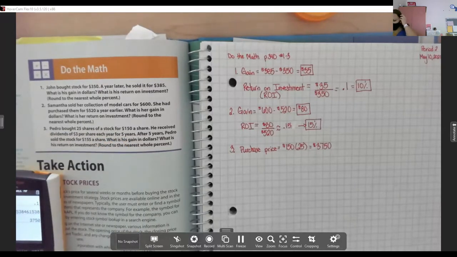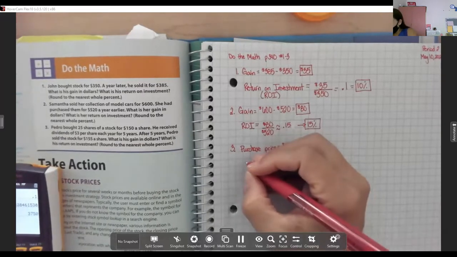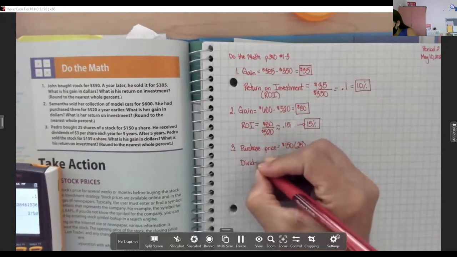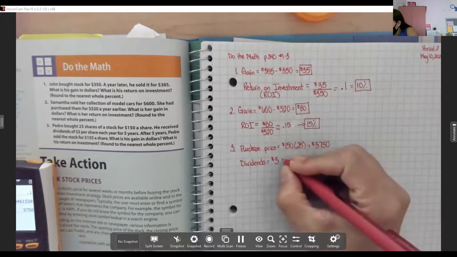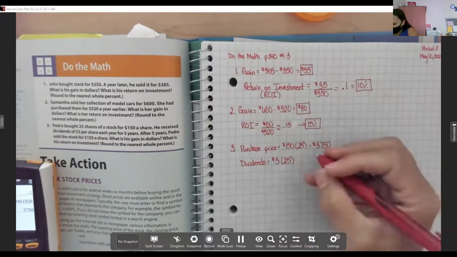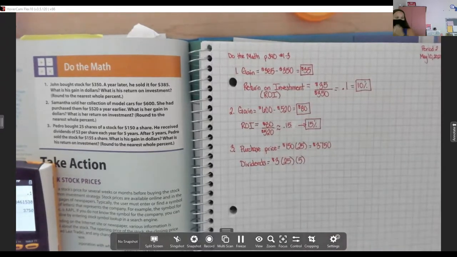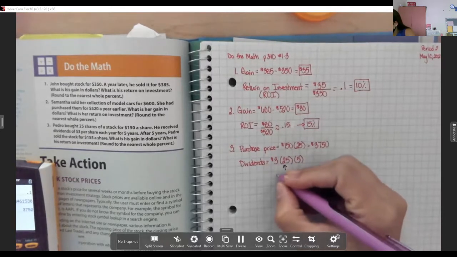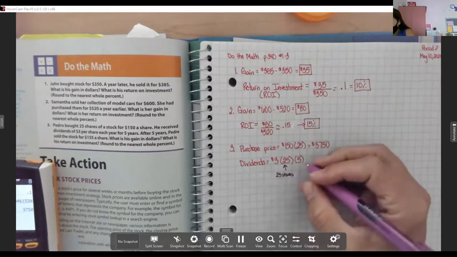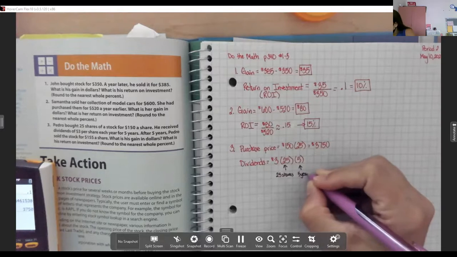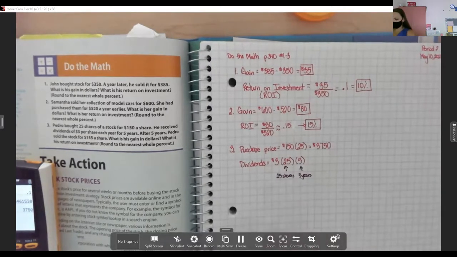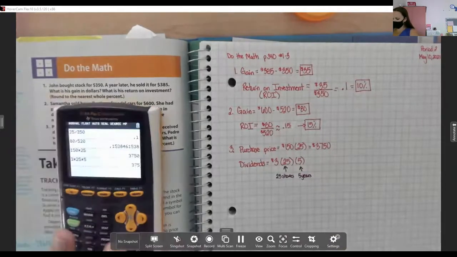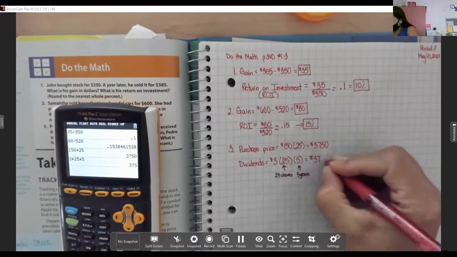Okay. He received dividends of $3 per share each year for 5 years. Okay, so $3 per share. So $3 times 25 shares each year for 5 years. So times 5 years. So in case it helps you, there's 25 shares and 5 years. You don't have to write that down, but if you wanted to look back over this, in case there's something like this on your test. All right, so $3 per share, 25 shares, 5 years. So his dividends are $375.